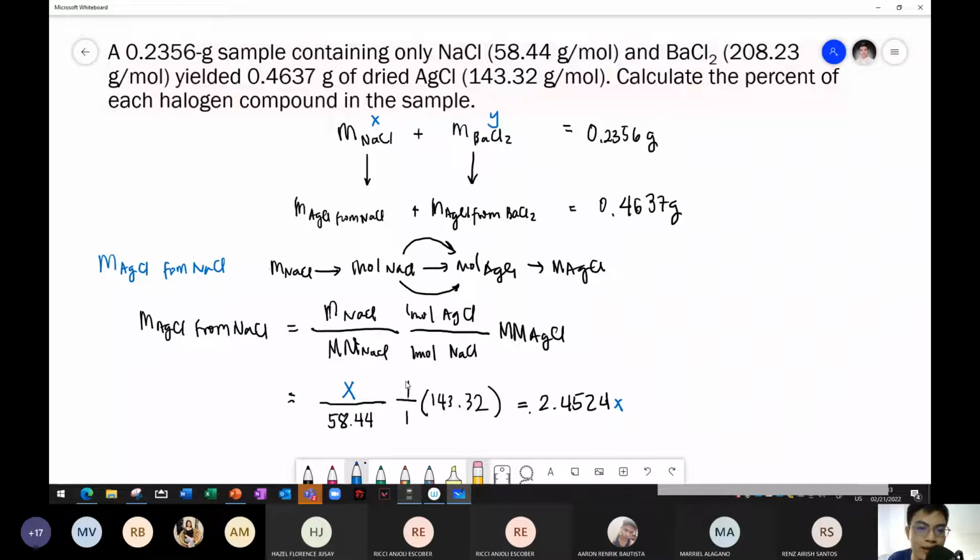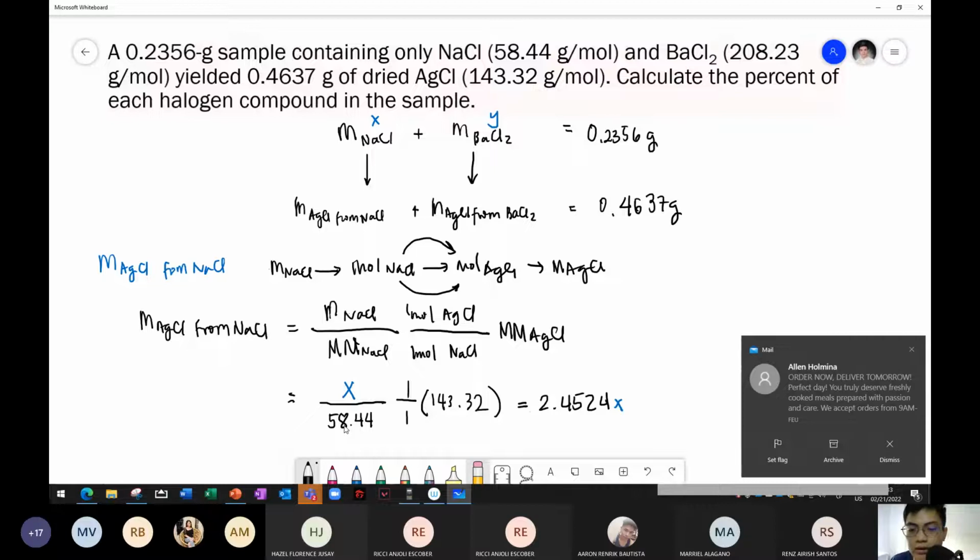Kumbaga, basta alam mo yung x, ipa-plug in mo na lang dito. Makuha mo na yung mass ng AgCl. Right? Yan. So again, how come na nagkaroon tayo ng ganito? We were able to get this.